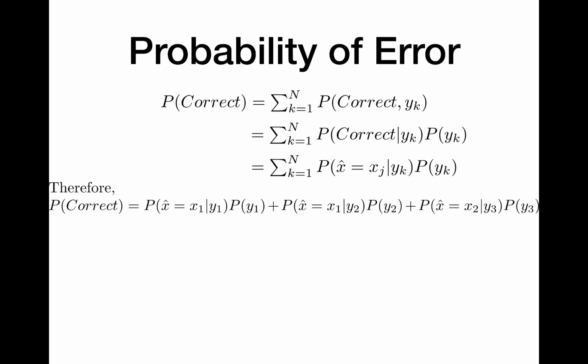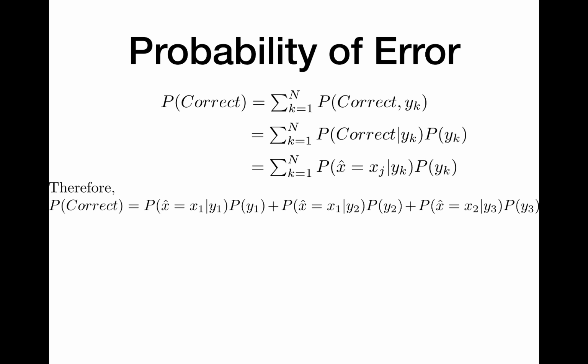That's the second term of your probability of correct expression, and then the final term is the probability of x hat equal to x2 given y3 multiplied by the probability of y3. So in this case, when y3 was observed at the output, the optimum decision was x hat equal to x2. So I am taking that value here. I'm not interested in other conditional probabilities. So this is something to take note of.